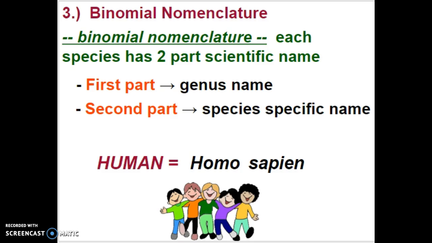The first part of the scientific name is what we call the genus. Another way to think of the word genus is like genre. The second part of the scientific name is the very species-specific name. Nothing else on the planet will have the same species-specific name. So for humans, of course, our genus is Homo, and our species-specific name is sapiens. So we are Homo sapiens. Everything that has been identified has a two-part scientific name.